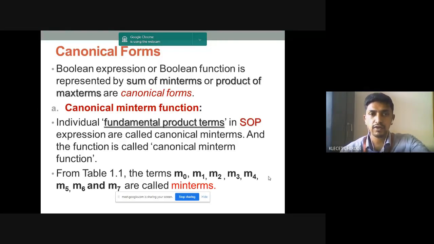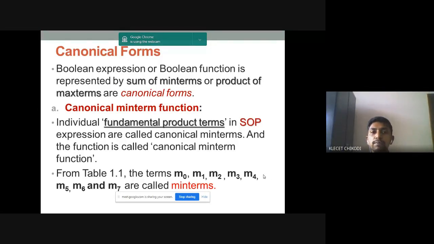Okay, and you can see that here there are two types of canonical functions. That is canonical min term functions and canonical max term functions. As the name suggests, the canonical min term function is for SOP because the SOP has only min terms, and similarly the canonical max term function is for POS because the max terms are contained in the product of sum forms only. Okay, you can see that the individual fundamental product terms in SOP expression are called canonical min terms, and the function is called the canonical min term function.